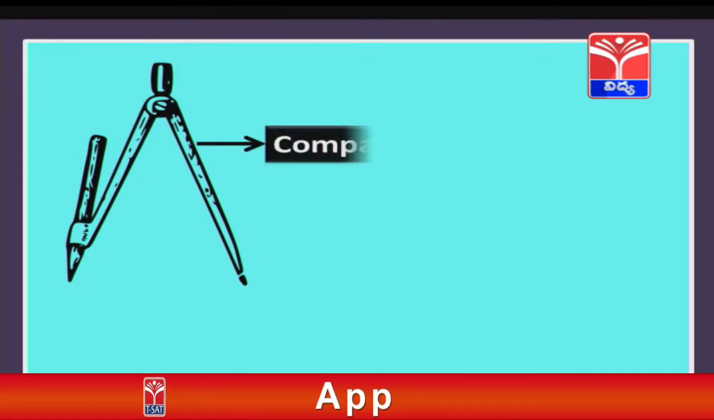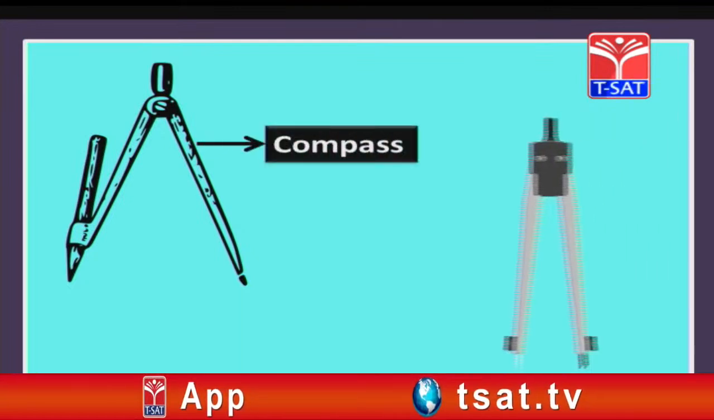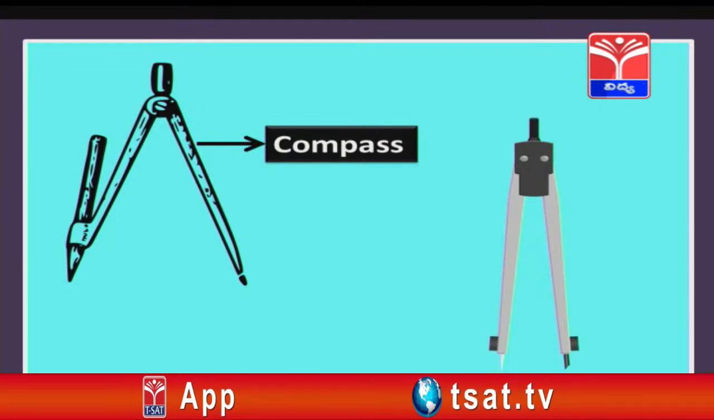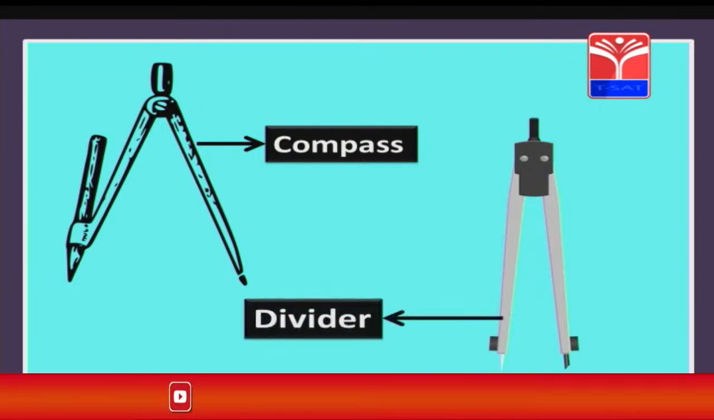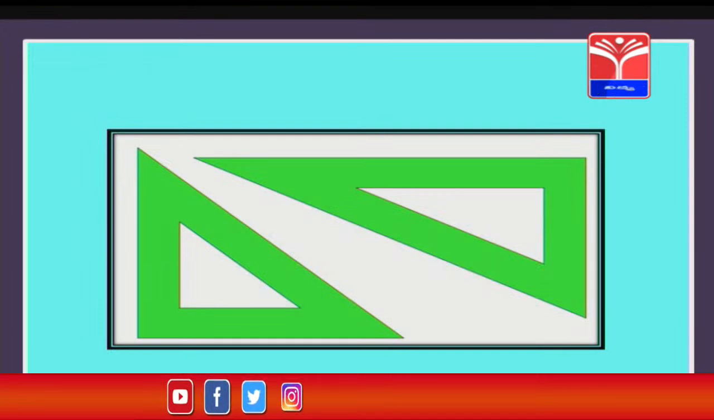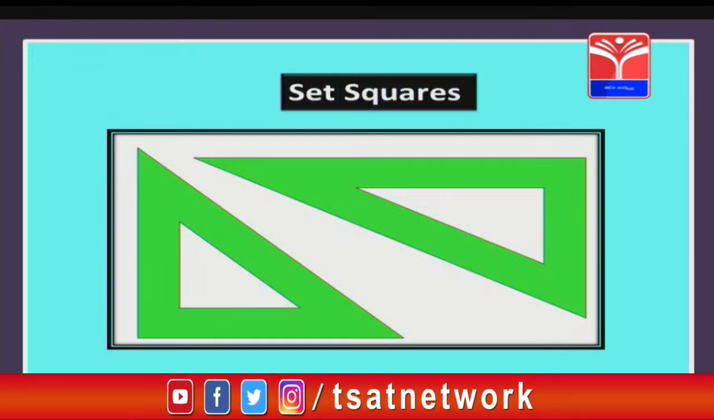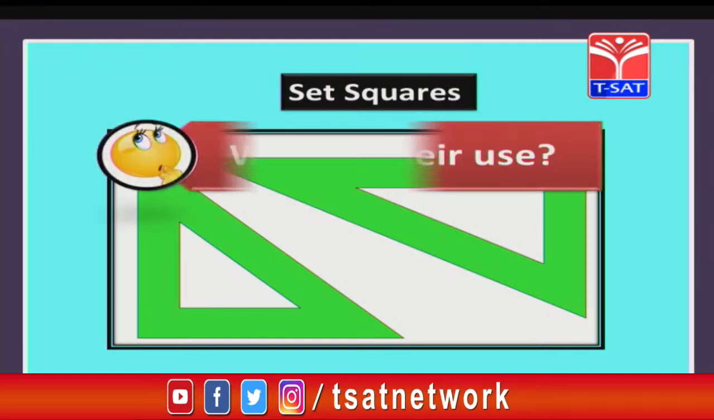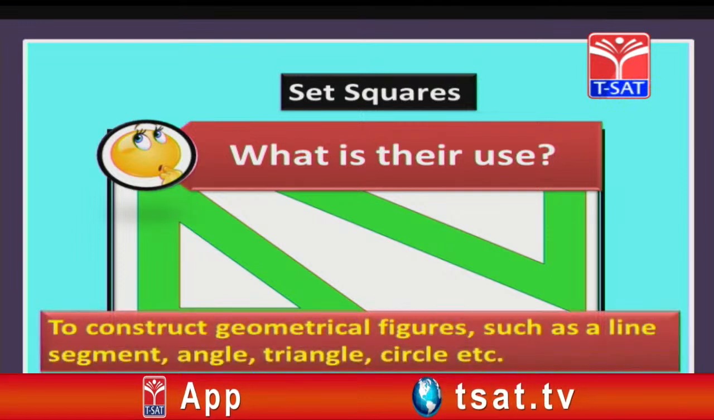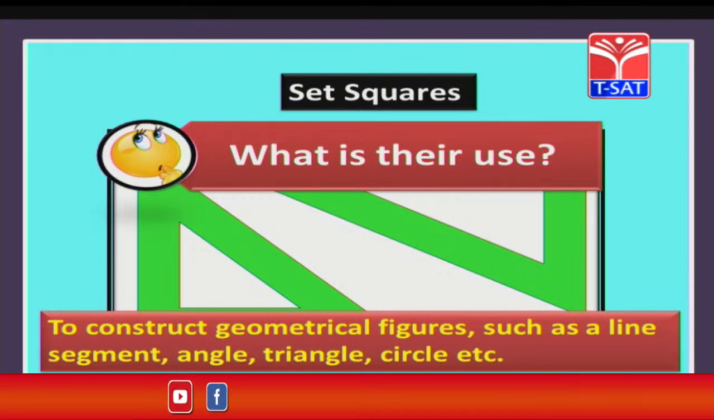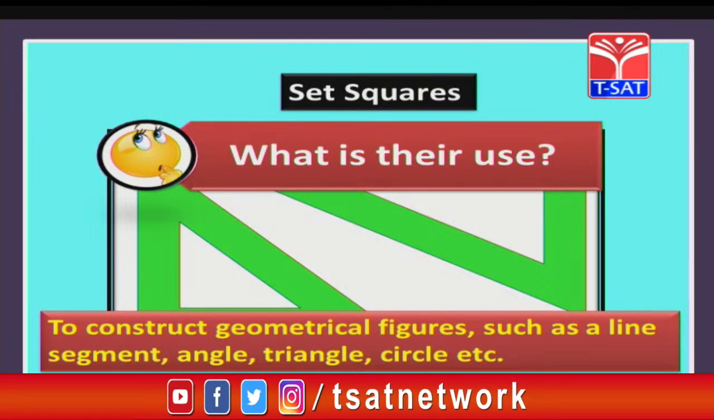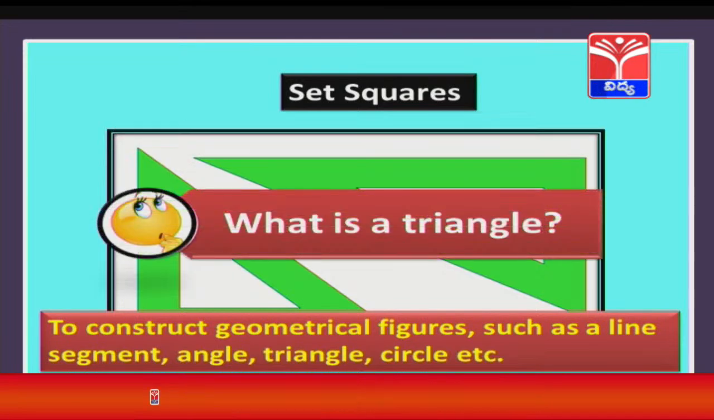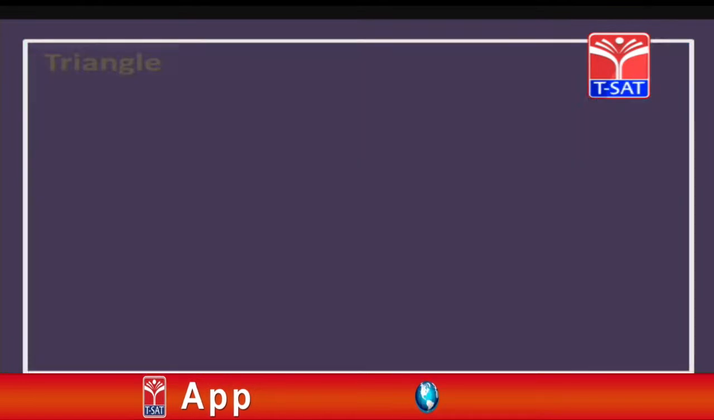Then what about this image, children? You are right once again, it is a compass. Then the image shown on your screen, this instrument is a divider. Now, finally, take a look at these instruments shown on your screen. These are the set squares. But do you know, children, what is their use? You are right once again, we use these instruments to construct some geometrical figures such as line segment, angle, triangle, circle, etc.